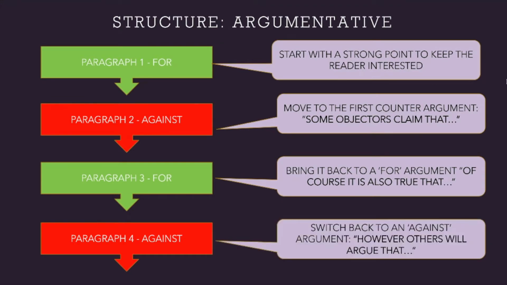And then a final against paragraph is number 4, where you switch back to an against argument. However, others will argue that. So use the language of argumentative writing to switch back and forth between them. This can be a nice way to lay out an argumentative essay. Not the only way, but a way that's worked for some people, so you might want to use it.